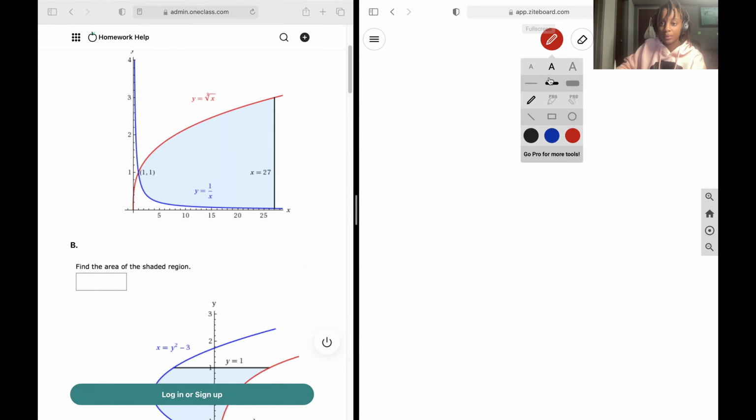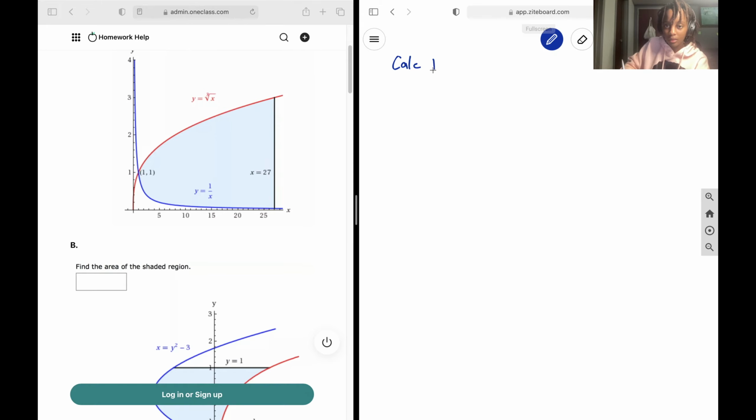Next up, we're going to be doing part B using both. So start with the calculus 1 method of B. We're going to be using the left and right functions. And so we know that y is bounded by -1 and 1. And x is bounded by y squared minus 3.